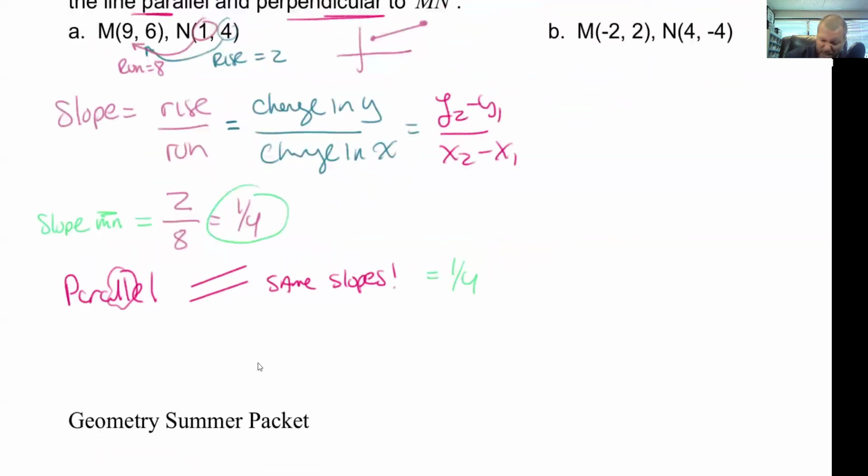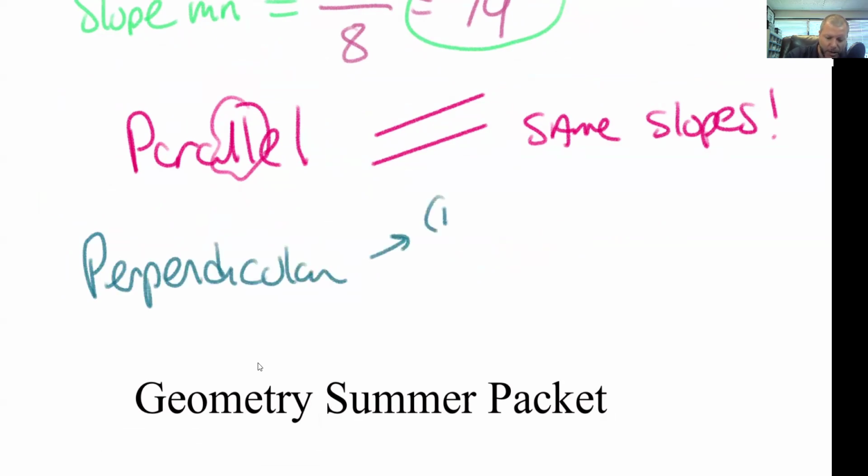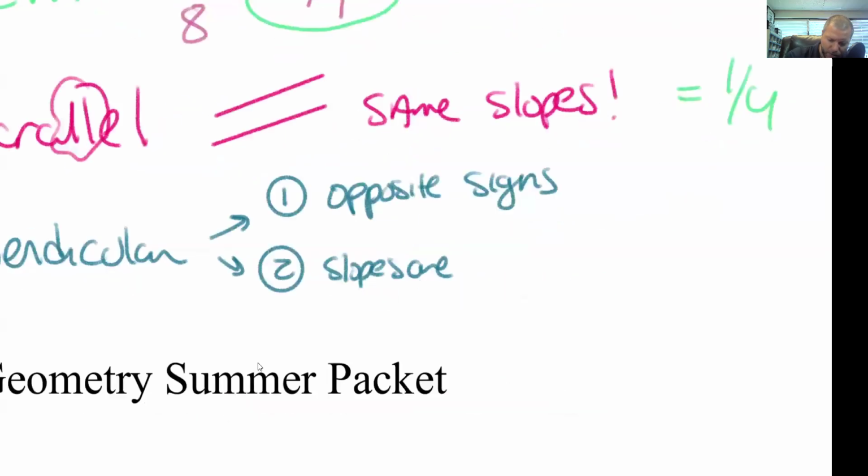Perpendicular is a little bit tougher. This is one of these things that we want to understand. So if two lines are perpendicular, there are two things that are going to be true. Number one, the lines are always going to have opposite signs. If one's positive, one's going to be negative. There's going to be one exception, horizontal and perpendicular. Cross that bridge when you need to. The second thing is that the slopes are reciprocals of one another.